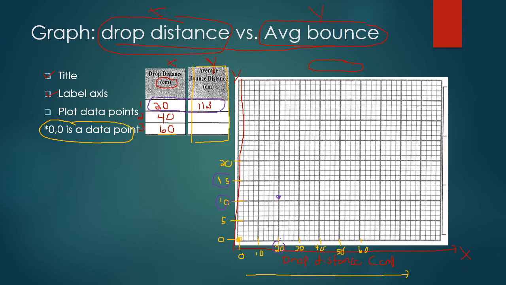You're going to do that exact same thing with the next two data points. So for your next data point, you're going to go to 40 on the x-axis, and then whatever you got for your average bounce distance, you'll follow that up and make another data point somewhere in this range. All right, so once you have your data points plotted, making sure there are 3 of them, the next step is to do your best fit straight line. So for this one, this is a linear graph, so we are going to be doing a straight line.